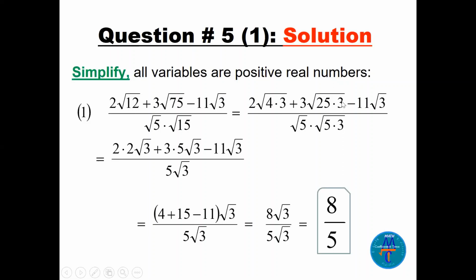75, 25 times 3. So square root of 25 is 5 here. And there is 3 outside and there is 3 inside. This one we don't do anything there, leave it. Now the 15, you don't have to multiply 5 times 15. What I do, the opposite. I break down the 15 into 5 times 3. So this is square root of 5 times square root of 5 is 5 only. And then square root of 3.